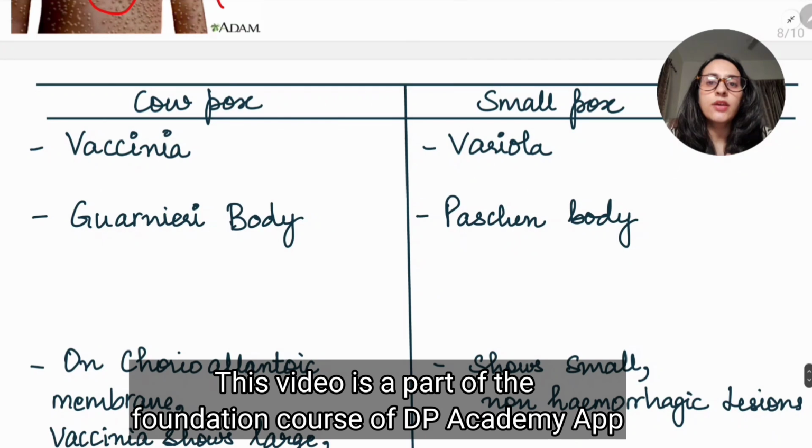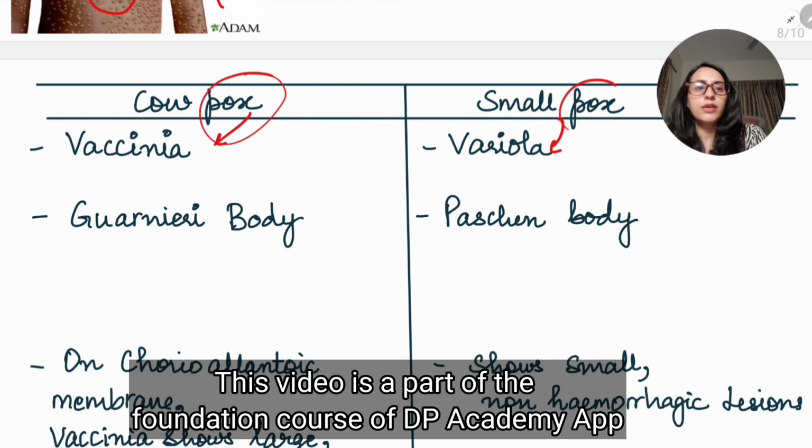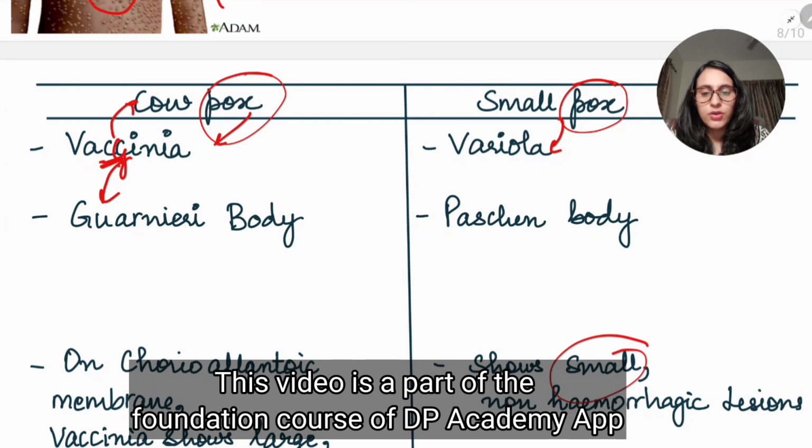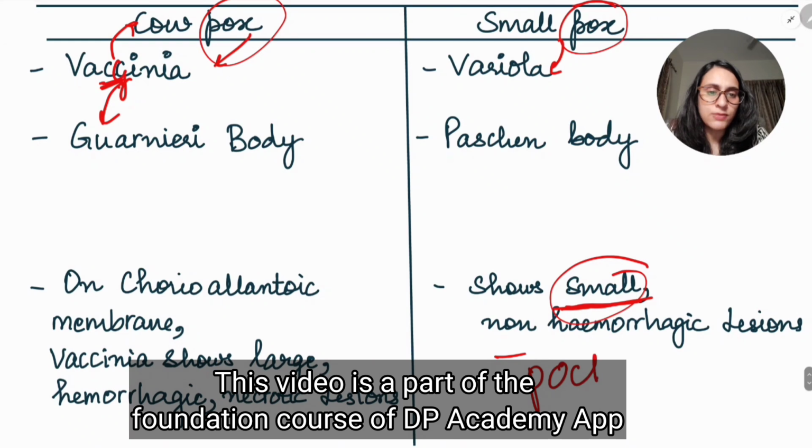Then the difference between cowpox and smallpox. Cowpox, which is also known as vaccinia, and smallpox, which is also known as variola, both come under the pox family. So in cowpox, the word vaccinia is there. Vaccinia has a double C. One C is cowpox, and the other C you make it G, which is Guarnieri bodies. For smallpox, there are small lesions that you can remember. On the embryonated egg, on the chorioallantoic membrane, it shows small, non-hemorrhagic lesions, which are known as pocks.